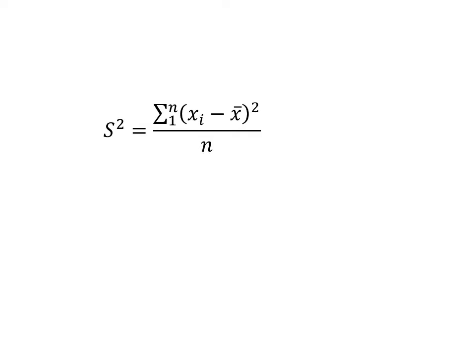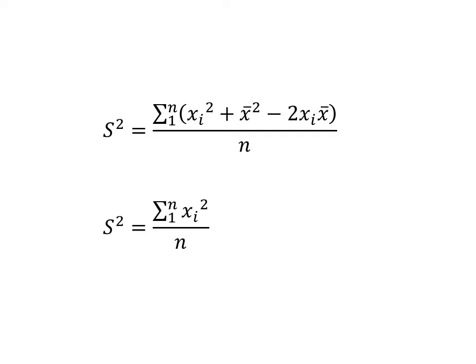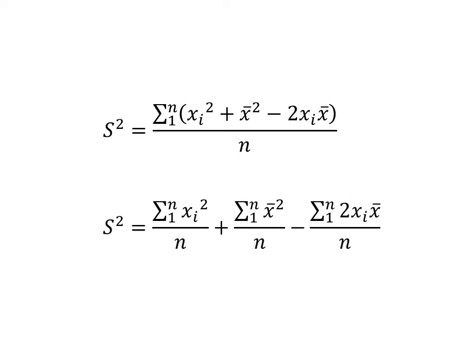This can be expanded in an almost identical way to sigma squared. And as with sigma squared, we'll break this into three separate fractions. The sum of xi squared divided by n, plus the sum of x bar squared divided by n, minus the sum of 2xi x bar divided by n. We'll also reference this again later.